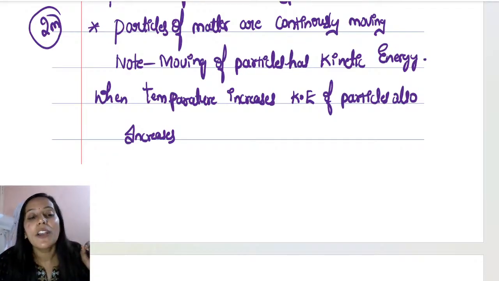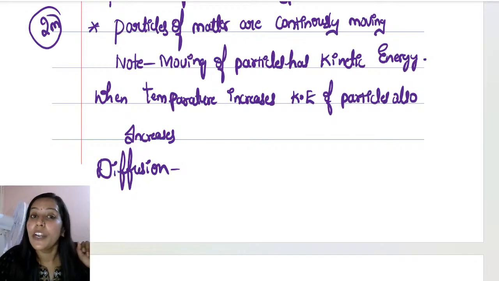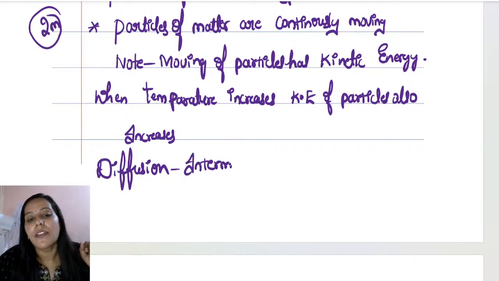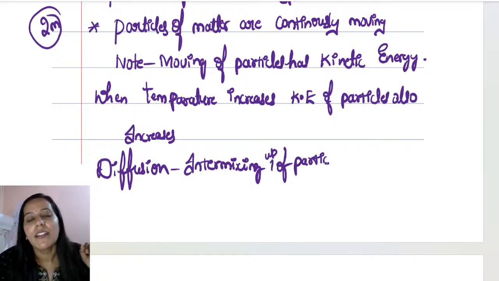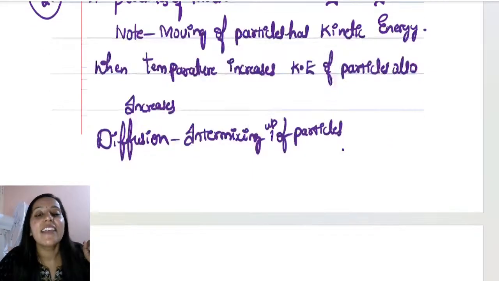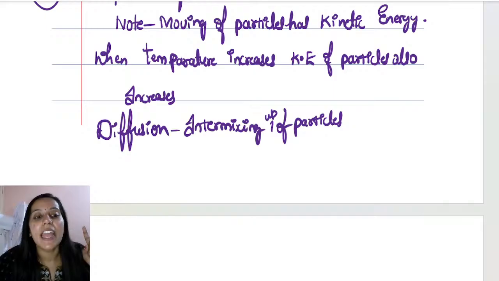Okay, so what do we call this? We will call this diffusion. What do we call this? Diffusion. We can describe diffusion in 2 ways, children. One is intermixing of particles. What is diffusion? Diffusion is nothing but intermixing of particles. This is called diffusion. In the second way, we can also describe the movement of gases. What is diffusion? Diffusion is nothing but, just a second.